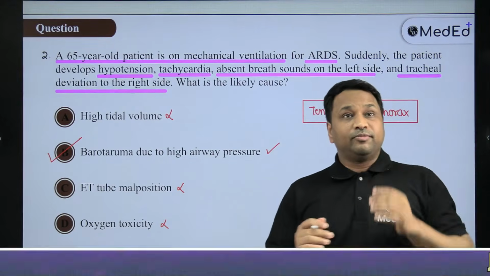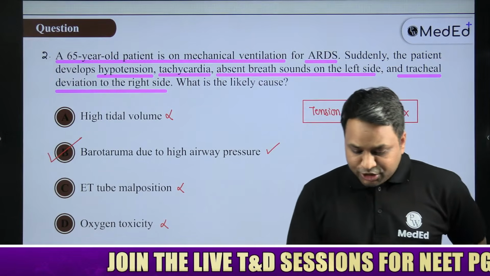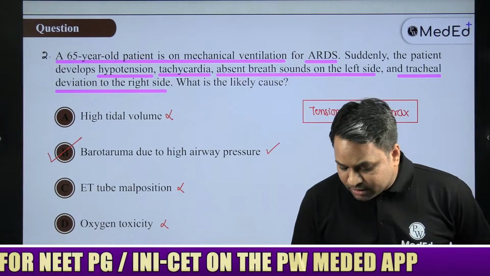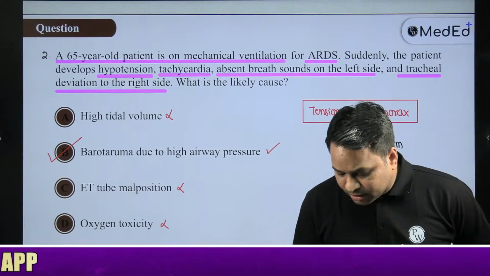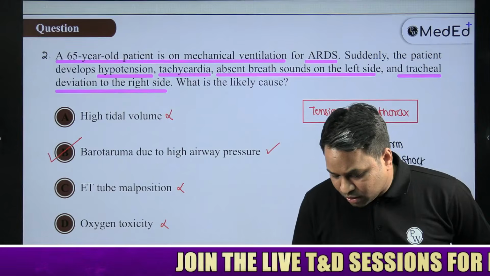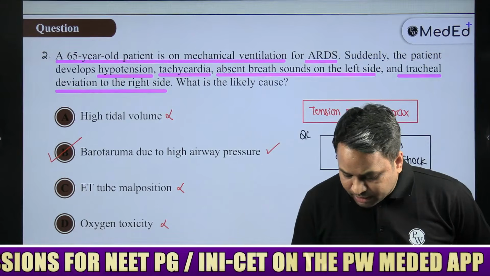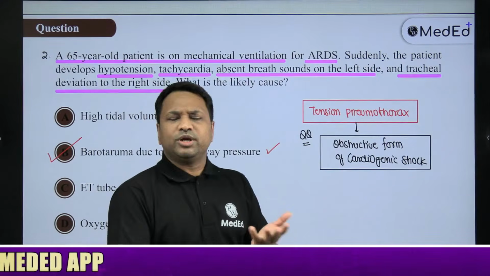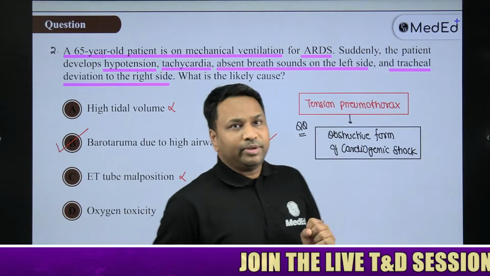Now, why will you have hypotension and tachycardia? What is the reason for hypotension, tachycardia, and tension pneumothorax? Anybody? Tension pneumothorax is known to cause what? An obstructive form of cardiogenic shock. It is known to cause the obstructive form of cardiogenic shock. And what is shock? Hypotension and tachycardia, and that is what it is going to create, right? So obstructive form of cardiogenic shock will be created here.